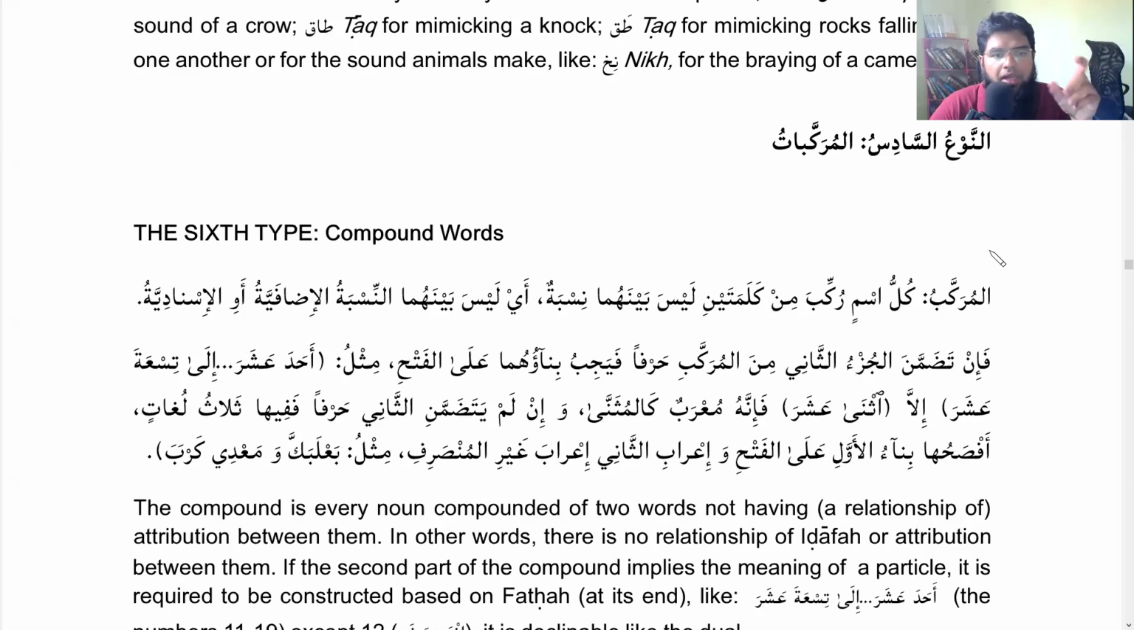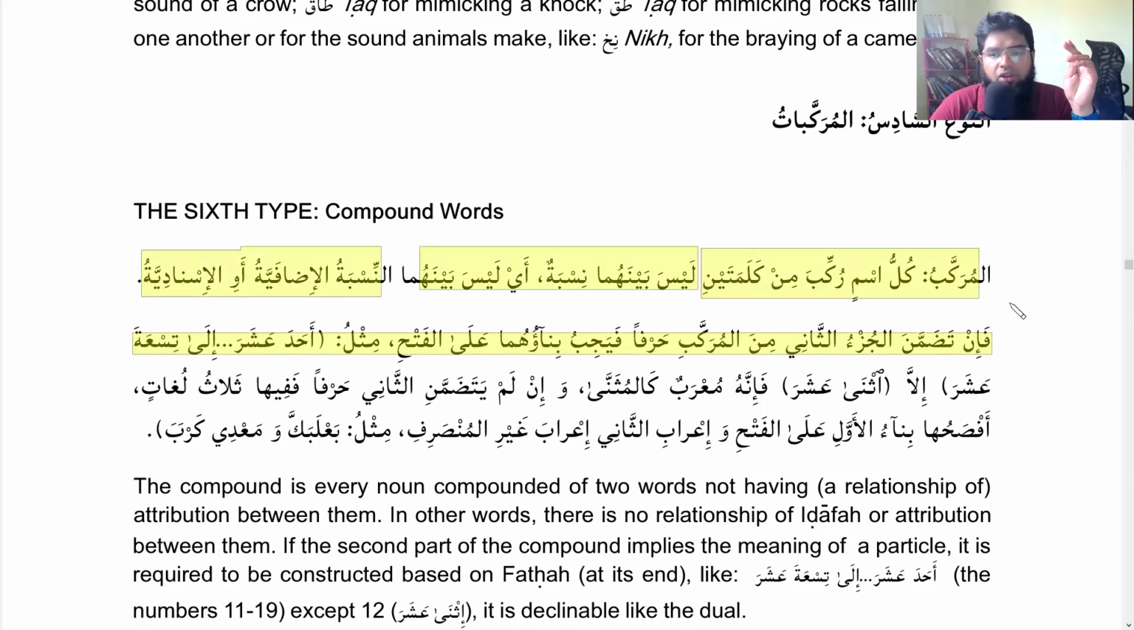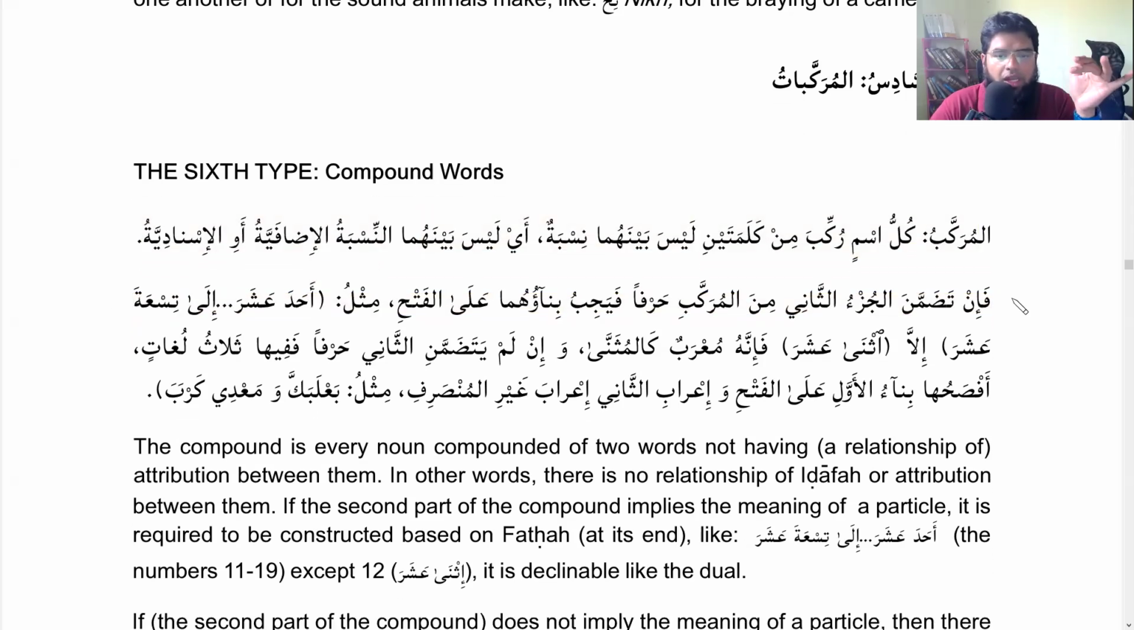مركب, two nouns come and there's no nisba, there's no relation, like it's not fa'il and fi'l generally or mubtada khabar, like that. أي ليس بينهما النسبة الإضافية, it's not مضاف مضاف إليه, عبد الله, أو الإسنادية, no, إسناد is fa'il fi'l, mubtada khabar, like that. فإن تضمن الجزء الثاني من المركب حرفا فيجب بناؤها على الفتح.